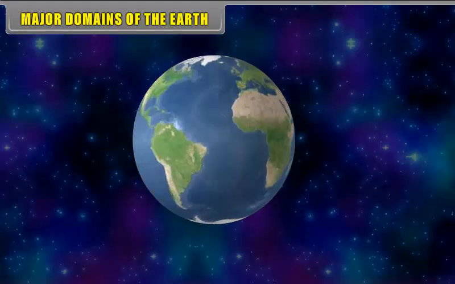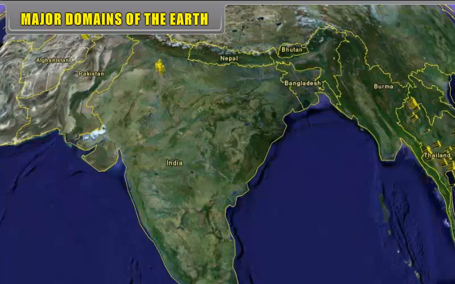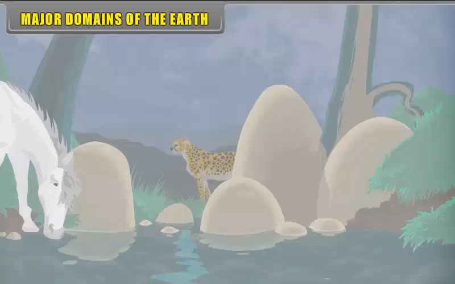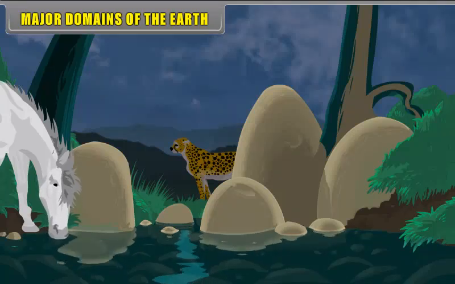Major domains of the Earth. Our Earth has a unique distinction of being at a reasonable distance from the Sun. The Earth as such provides a suitable environment which is favorable for the origin and sustenance of all types of life: human life, plant life and animal life.